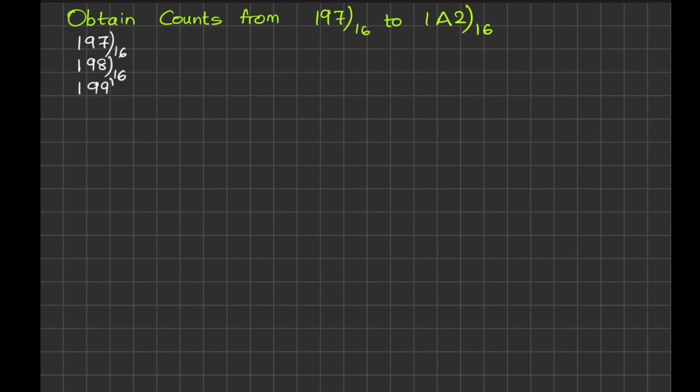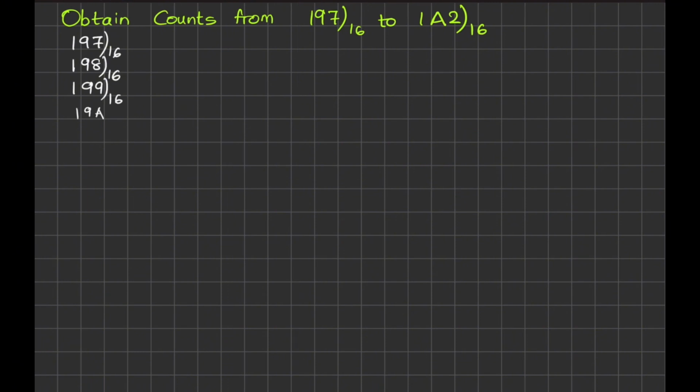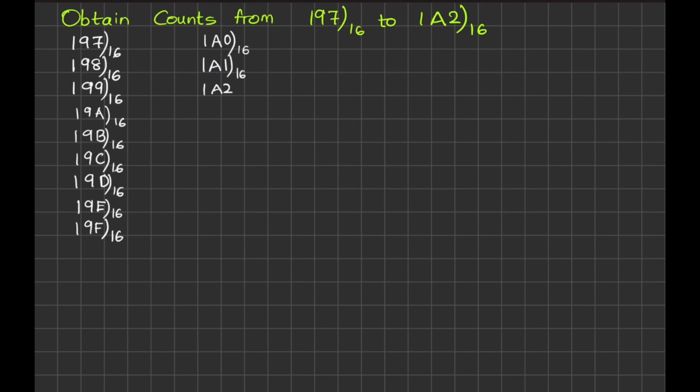So now let's look at an exercise. Obtain the counts from 197 in hexadecimal to 1A2 in hexadecimal. We can start: 197, 198, 199. After 9 comes A, so it's 19A. Then we have 19B, 19C, 19D, 19E, then 19F. After F comes 0, and the 9 becomes A, so it's going to be 1A0. Then we have 1A1 and 1A2. That's the last number that we have to write.